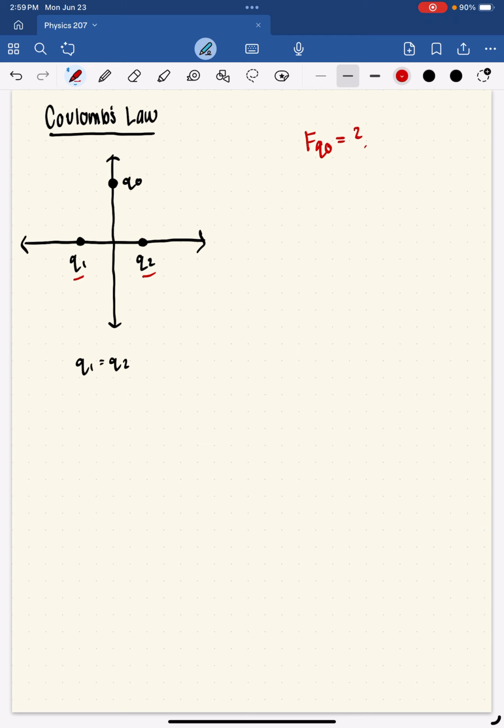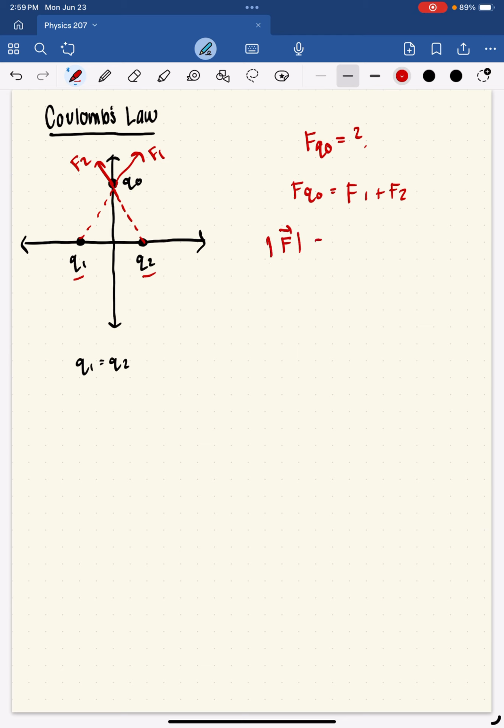So let's draw out the forces they create. Since they're both positive, we know we can draw these forces going away from Q0 because they're repelled. Let's call this force F1 and let's call this one F2. So F of Q0 will be equal to F1 plus F2. And then we're going to use Coulomb's law to solve this.